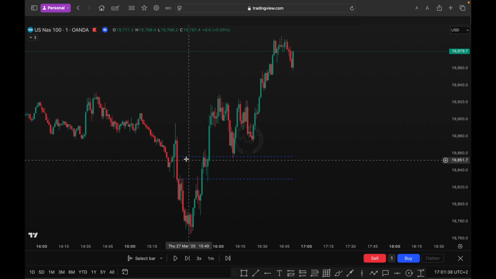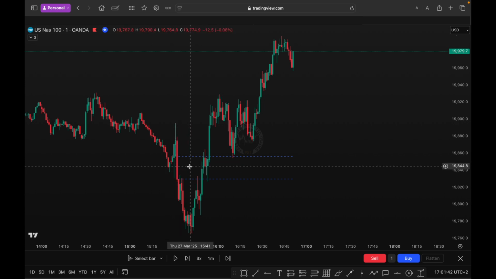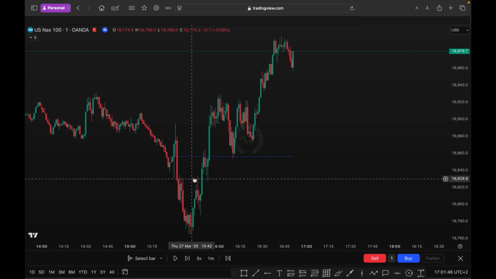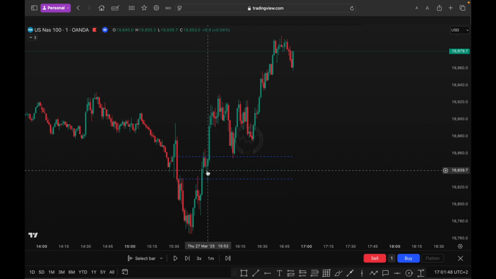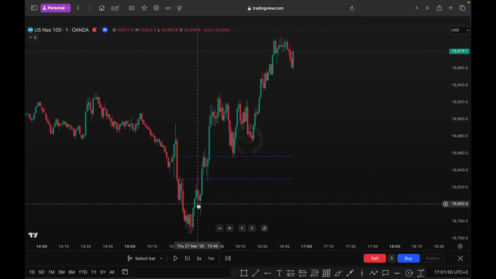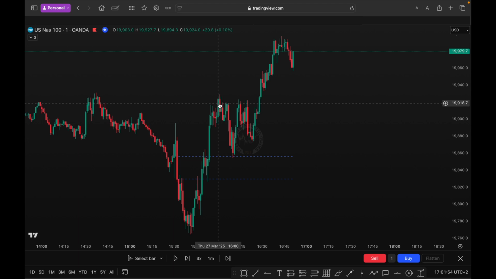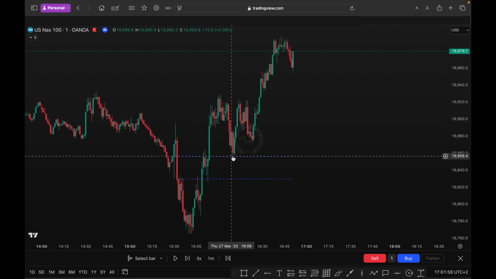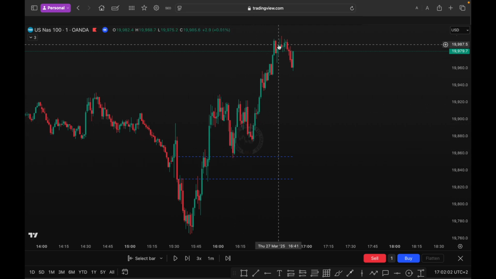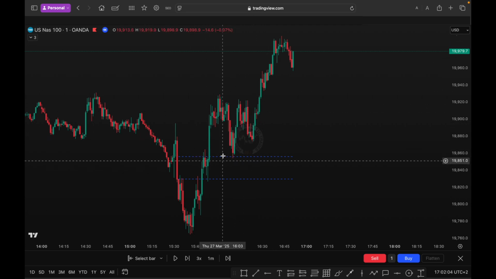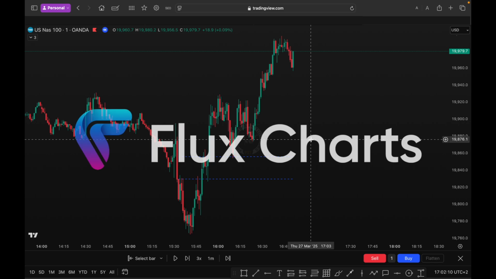Now, as you can see, this was a fair value gap. It was created. Remember, an inverse fair value gap is a fair value gap that is not respected and it breaks through to the opposite side. And normally, when you're trading in the same direction of the trend, the price comes back to the inverse fair value gap, taps it, and normally the price will retrace from that entry level right over here. It's an indicator by Flux Charts.